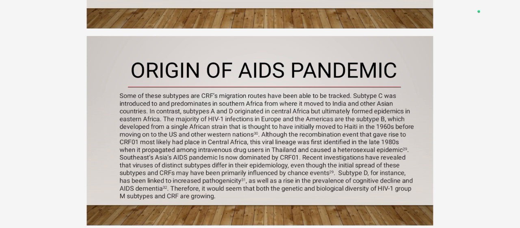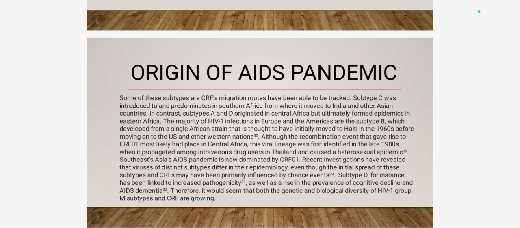The majority of HIV-1 infections in Europe and the Americas are subtype B, which developed from a single African strain that is thought to have initially moved to Haiti in the 1960s before moving on to the US and other Western nations. So, although the recombination event that gave rise to CRF01 most likely took place in Central Africa, this viral lineage was first identified in the late 1980s when it propagated among intravenous drug users in Thailand and caused a heterosexual epidemic. So, Southeast Asia's AIDS pandemic is now dominated by CRF01.